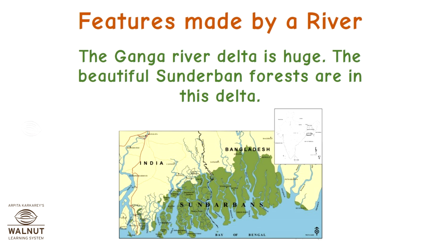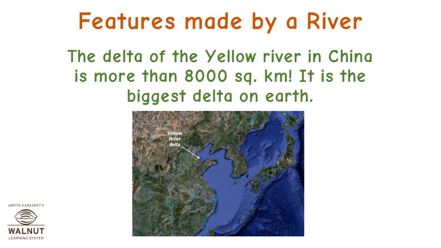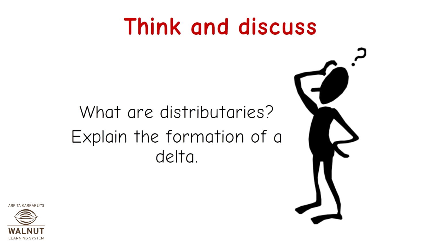The Ganga River delta is huge. The beautiful Sundarban forests are in this delta. The delta of the Yellow River in China is more than 8,000 square kilometers. It is the biggest delta on earth. Think and discuss. What are distributaries? Explain the formation of a delta.